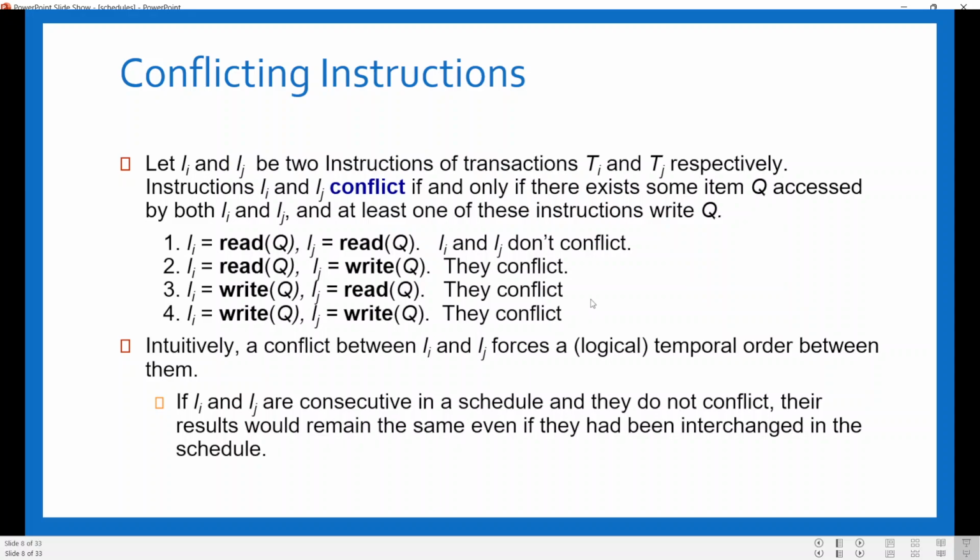If both of the instructions in both the transactions have only read operations for the same item, then they won't conflict. So if Ii and Ij are consecutive in a schedule and they do not conflict, their results would remain the same. Not conflicting means there is no write operation, so their results will be the same. Basically we can interchange, swap, the schedule also, because the result remains the same as there is no write operation.